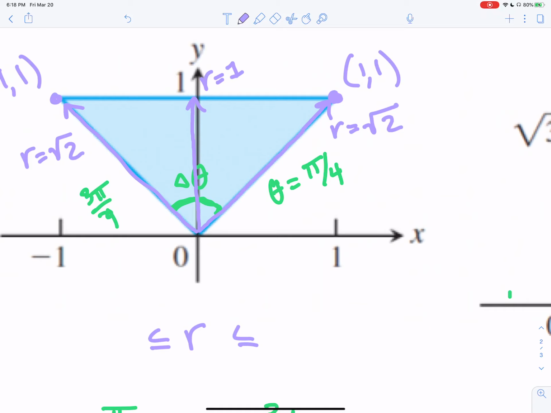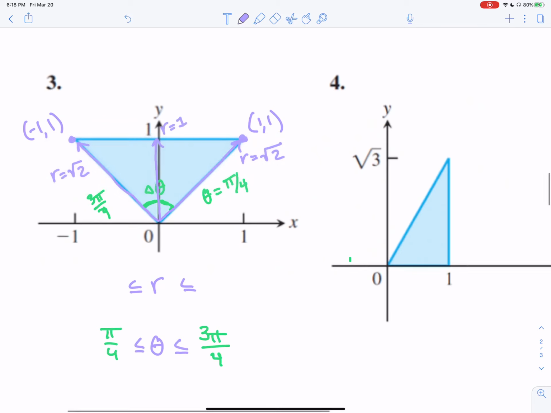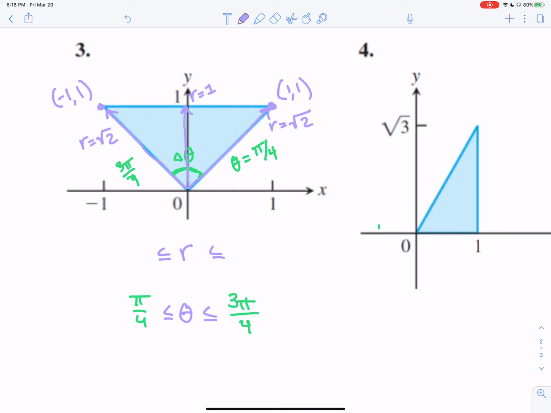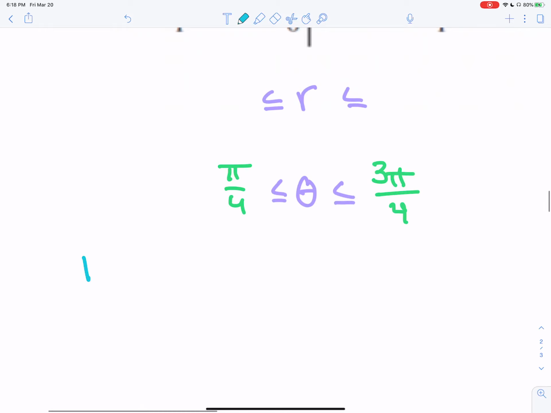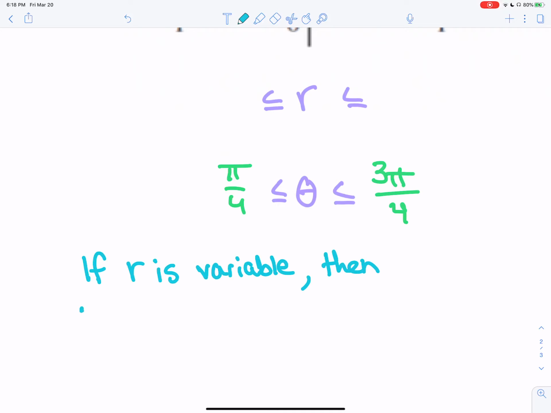We start at a length of square root of 2. It gets a little bit shorter as it moves this way, and then it gets a little bit longer again as it continues on. So we need to find some equation that tells us how r changes as our theta sweeps across the region. So let me write that out for you. So if r is variable, which in this case it is, right? The radius is not the same. Then we need to write an equation for it. So we need an equation for r in terms of theta.